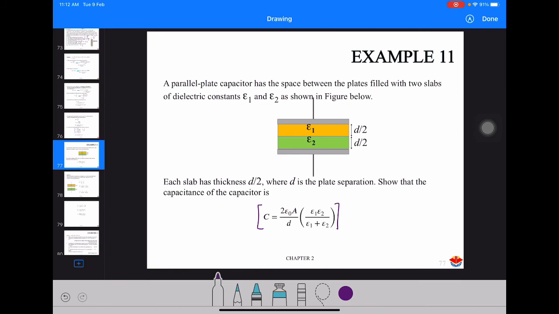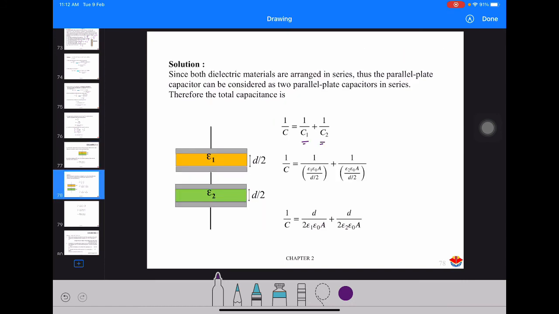Okay, if you have parallel plates that sit next to each other like this, like a sandwich on top of each other, you can treat this as dielectric materials that are arranged in series. Because of that, the parallel plate capacitor can be considered as two parallel plate capacitors which are in series as well. I'm going to put it over there. So if you have capacitors in series, exactly like this diagram, you can treat that one.